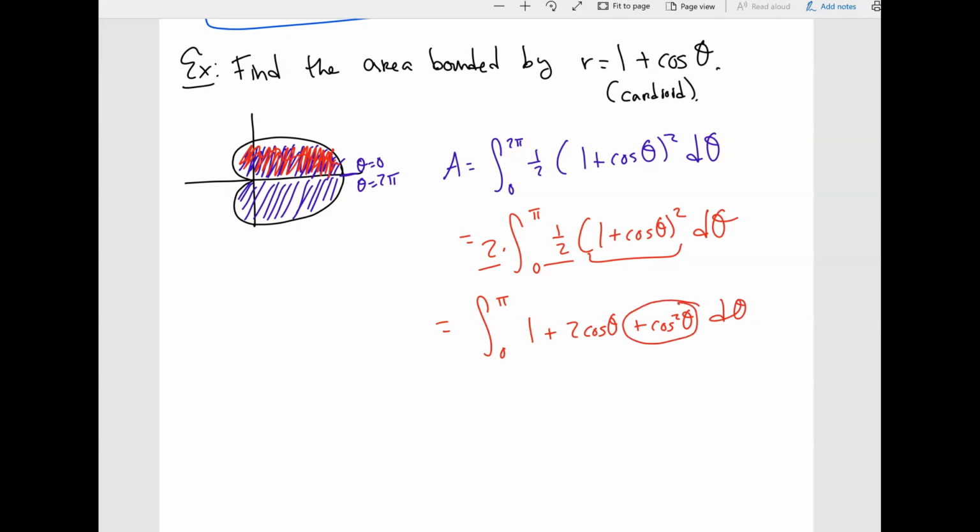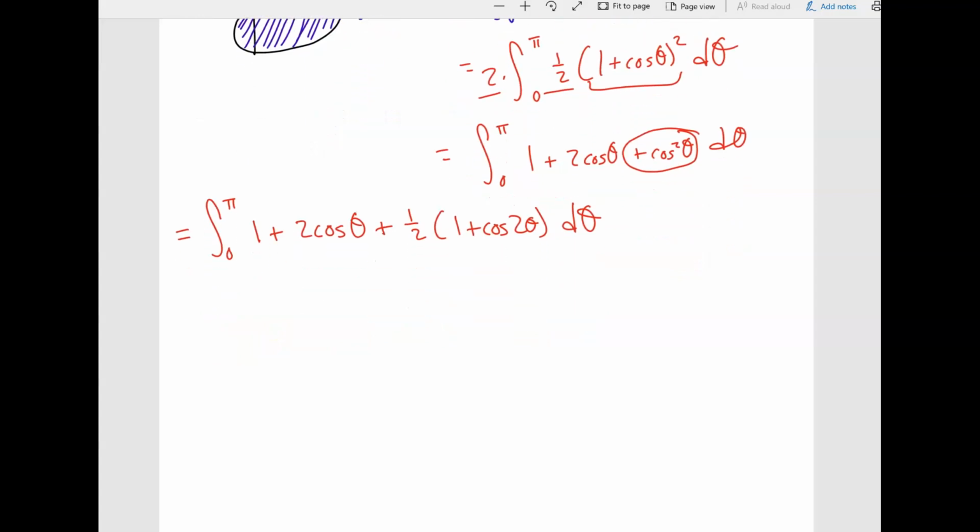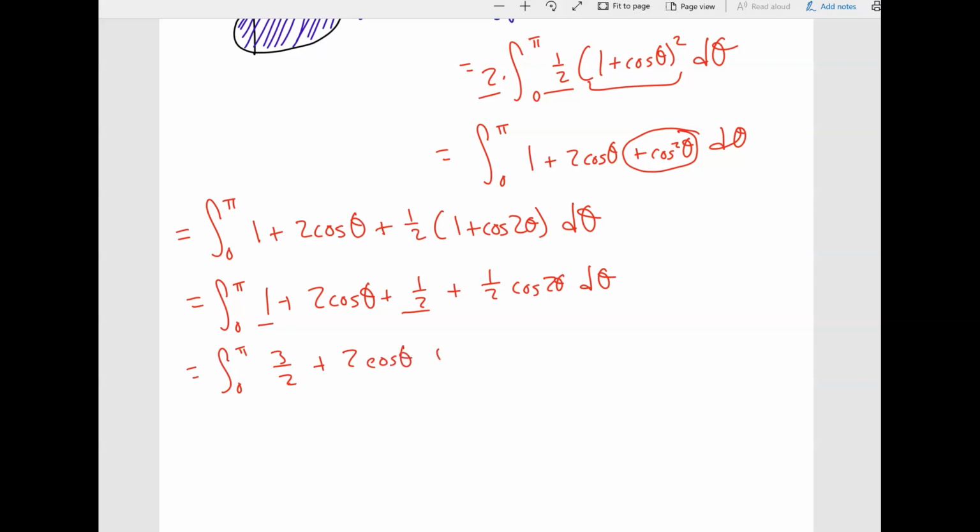This guy now is going to use the half angle formula. So it's going to be the integral from 0 to pi of 1 plus 2 cosine theta. Using the half angle formula, you're going to get 1/2 times 1 plus cosine 2 theta d theta. Now let me distribute that out. So you'll have the integral from 0 to pi of 1 plus 2 cosine theta plus 1/2 plus 1/2 cosine of 2 theta d theta. This guy and this guy are just going to give me 3/2. Then you have 2 cosine theta plus 1/2 cosine of 2 theta d theta.